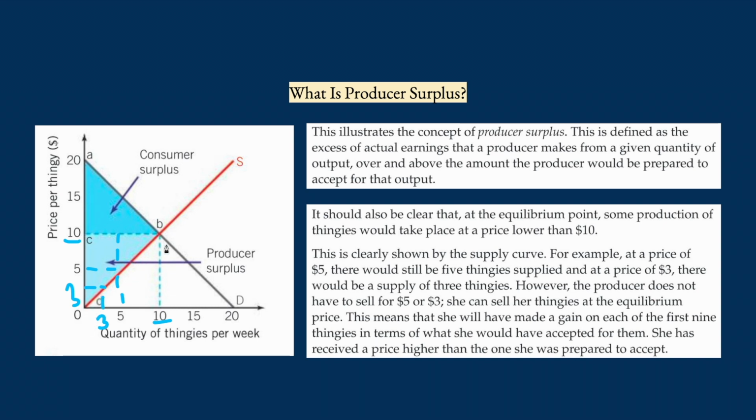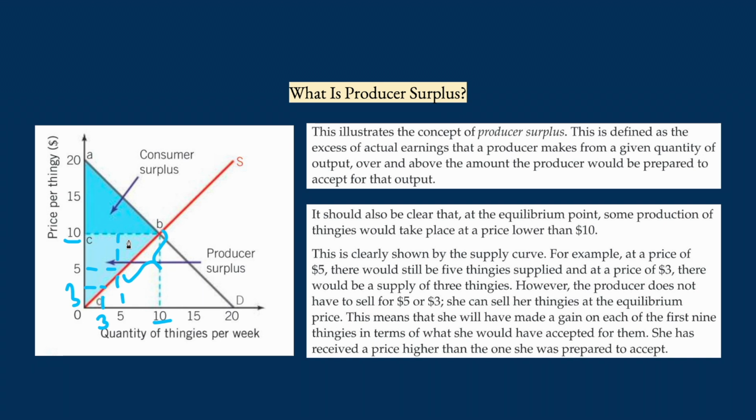This is their gain in extra satisfaction, okay? Meaning they've received higher prices than the ones that they were prepared to accept for selling their goods. And once again, this is proven by the definition, okay? Because it is the excess of actual earnings that a producer makes from a given quantity of output over and above the amount the producer would have been prepared to accept for that output. And once again, if we're talking about a quantity of 5 thingies, the excess satisfaction for producers comes from here, between the higher equilibrium price and that price of $5 which they were initially prepared to accept for a quantity of 5 goods.